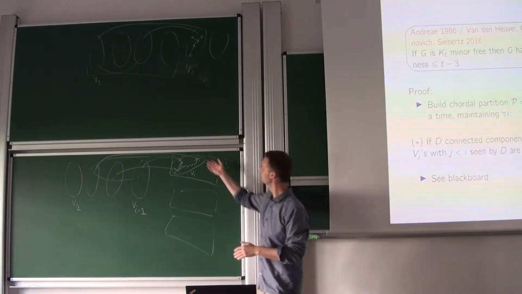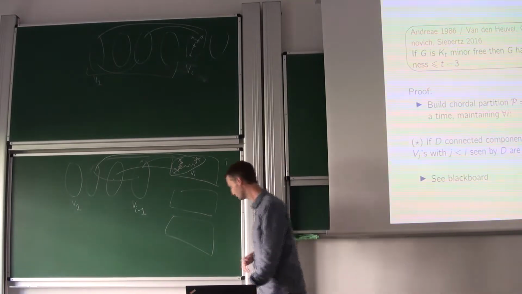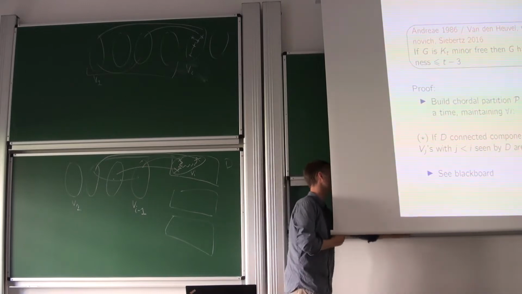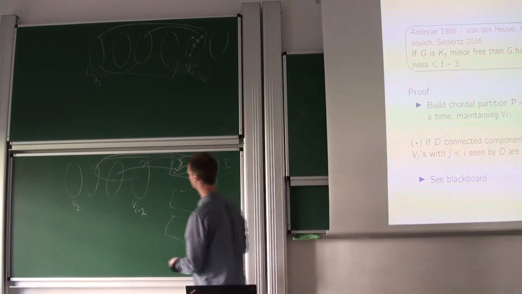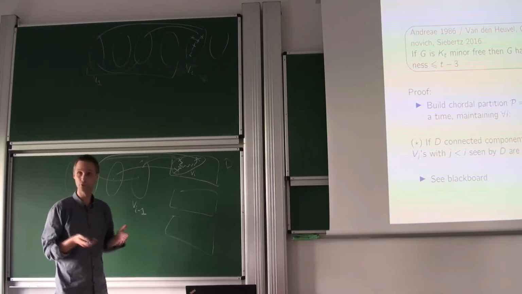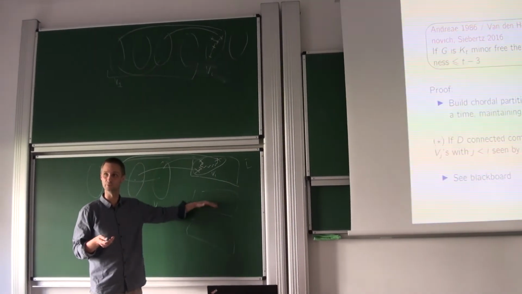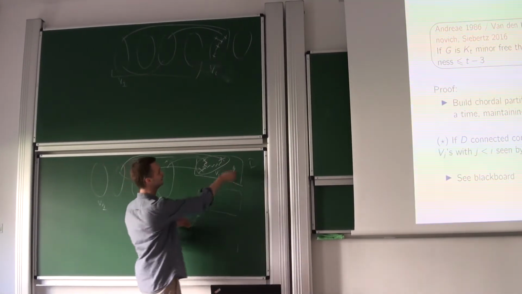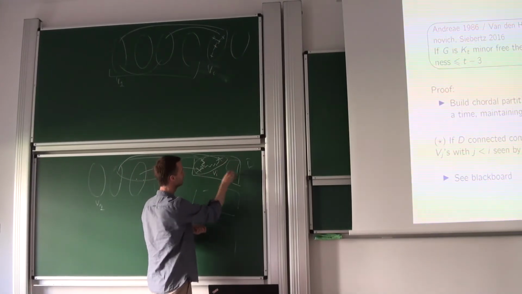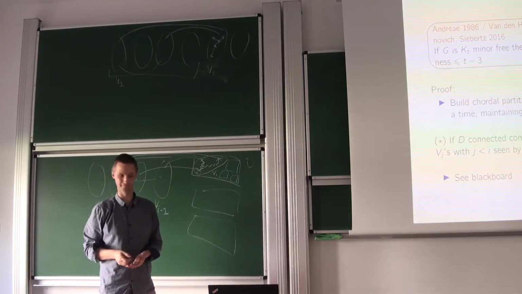Okay, so now I just defined V_i, and I have a new current graph. I don't think there are color choices. Ah, there is a blue here. And when you look at the new current graph, and you look at the new connected components, well, you have some of the old connected components. But in D, when you remove V_i, this splits up possibly into a number of connected components.